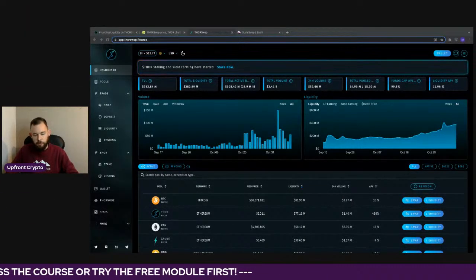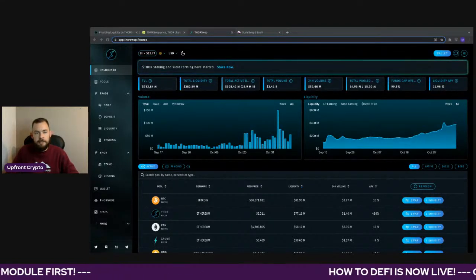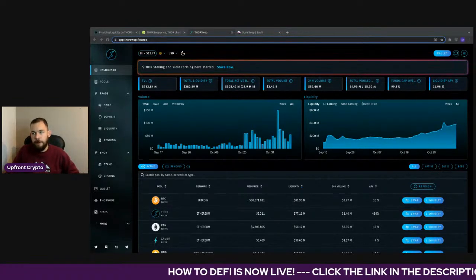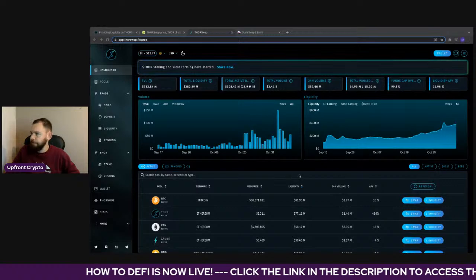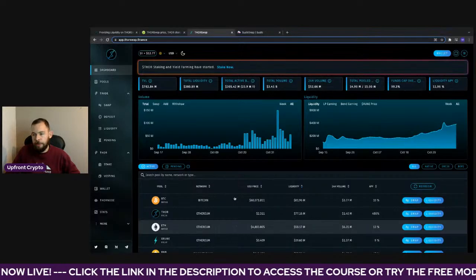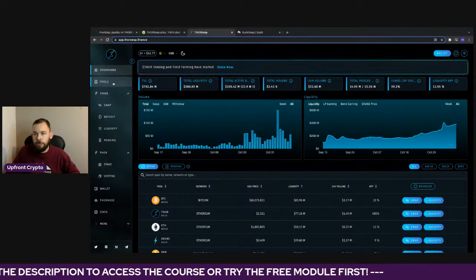This is the THORSwap website, app.thorswap.finance, and this is what it looks like. Now, what I did was, you can see here there are various liquidity pools, and I went on here.